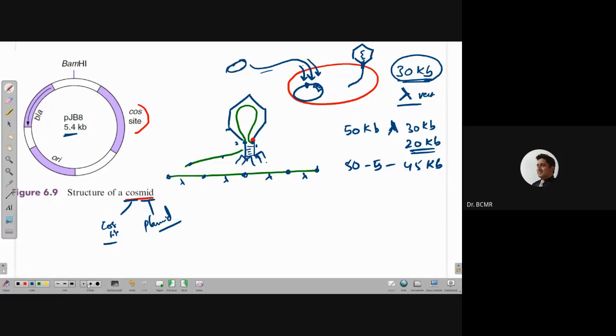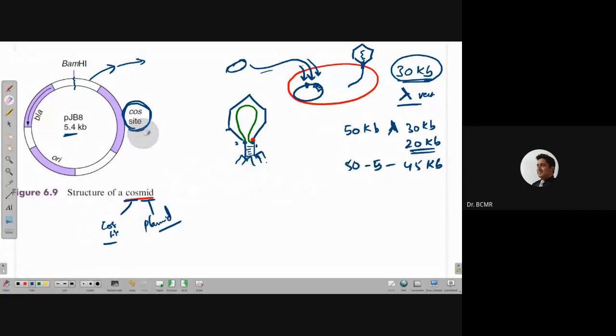So now the idea is that we want it to be packaged. For packaging to happen, we need a cos site, and therefore in this plasmid they have added a cos site. Now you can clone a very large fragment in BamHI. As I said, I'm not going into all the details, but there is a lot of other processing in between. To have something like a concatemer, or even if not, at least the presence of one cos site is important for the packaging, and then it will be packaged.